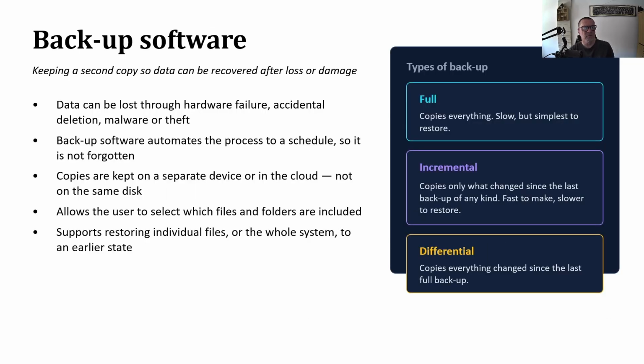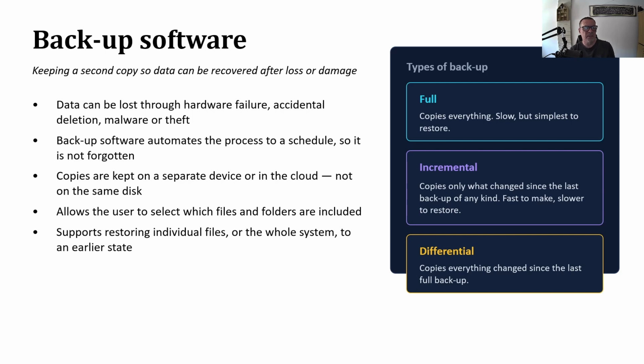Then we've got backup software. To back up means to make a copy of, and backups are data that you might need again. So it's slightly different to archives. Archives is data that you don't think you're going to be needing anymore, but a backup is data that you do need. If you were to lose the original, you would need to go to your backup.